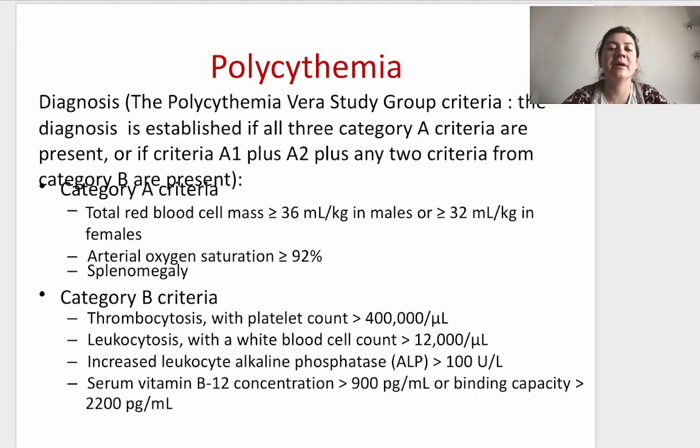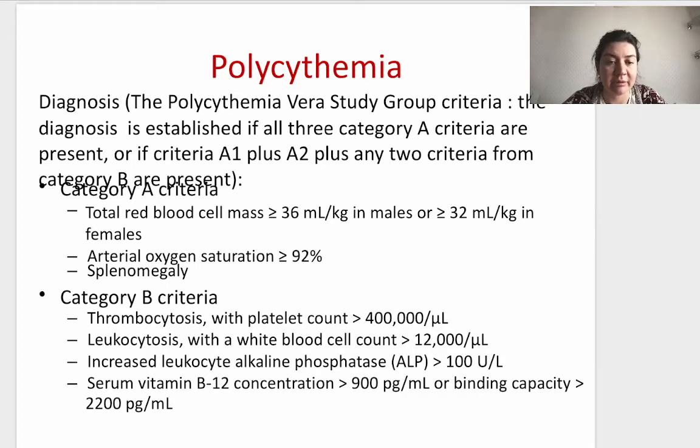Diagnosis of polycythemia vera by the Polycythemia Vera Study Group criteria is established if all three category A criteria are present, or if one category A plus two category B criteria are present. Category A criteria: total red blood cell mass more than 36 milliliters per kilogram in males and more than 32 milliliters per kilogram in females, oxygen saturation more than 92, and splenomegaly.